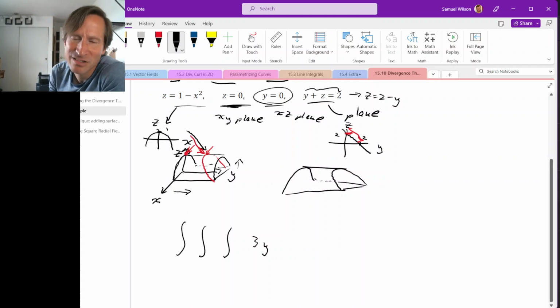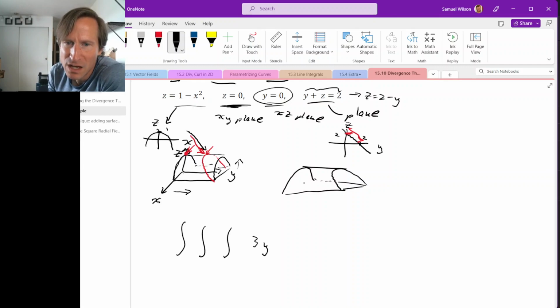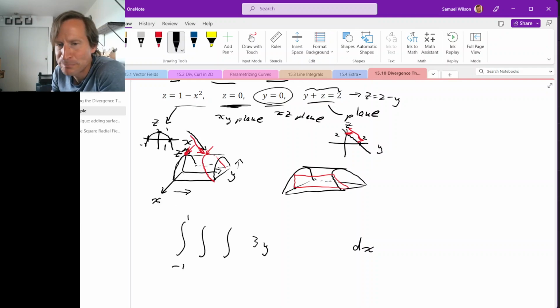How about putting x on the outside of our integral? If we're at a particular x value, the cross-section we get looks like this. And that seems pretty nice, right? That's just a trapezoid. So putting x on the outside seems viable. So what x coordinates will we need? Well, the x coordinates go from -1 here to +1 there. So we need to go from -1 to 1.